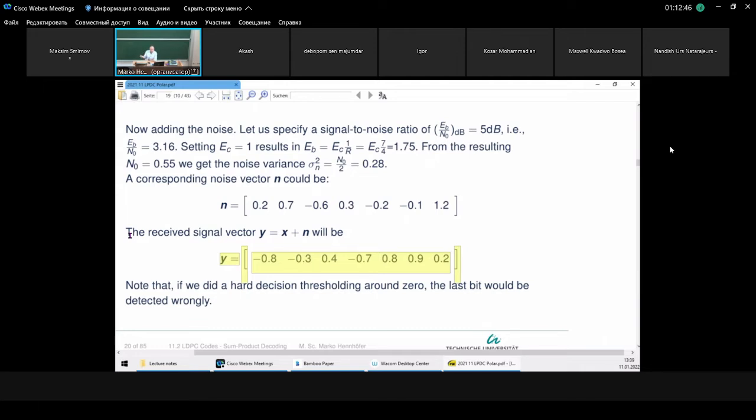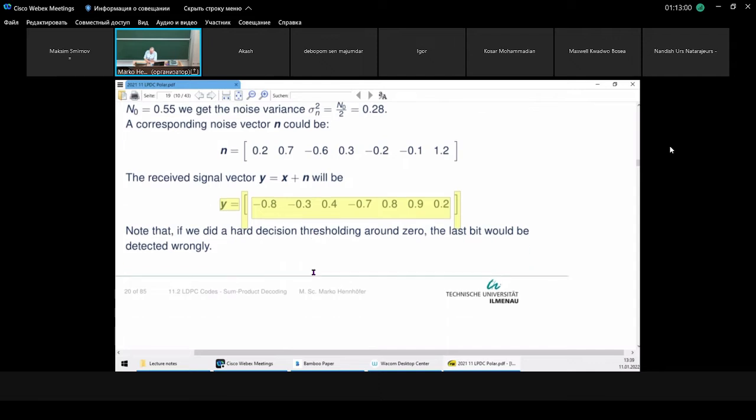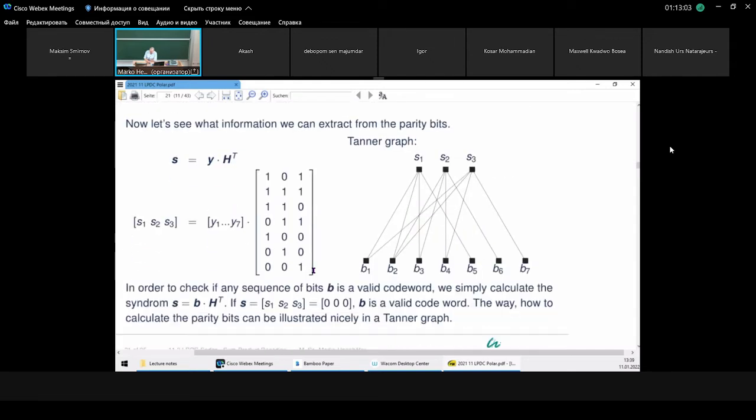Those are the values that are available at the receiver. And with these values, we need to come up with the best decision which code word was most likely transmitted. We will actually see how this iterative decoder using the Tanner graph will work. Here again, starting with the description of how we calculate the syndrome using the observation and our parity check matrix, and the Tanner graph as representation of this parity check matrix. We also talked about this one.